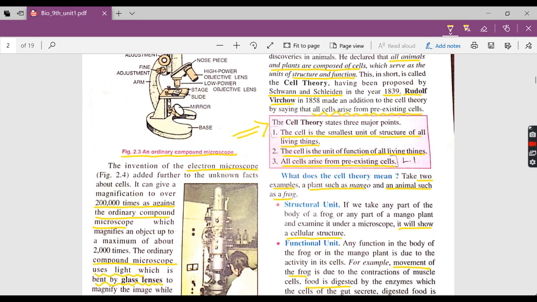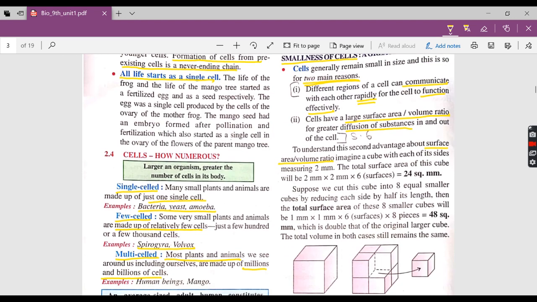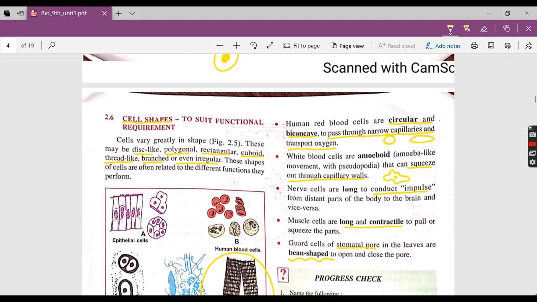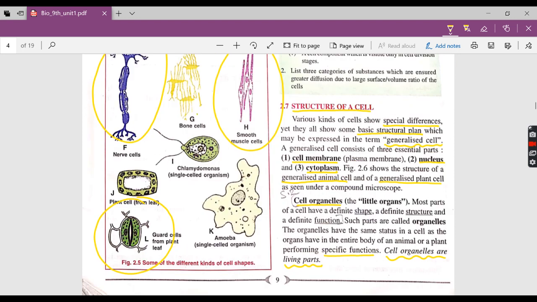We studied the cell theory, in which it is said that the cell is the smallest unit of structure of all living things. The cell is the unit of function of all living things, and all cells arise from pre-existing cells. Next, we talked about the quantity, the size, and the shapes of cells. The most important part of this chapter includes the structure of a cell, in which we talked about a generalized cell which consists of cell membrane, nucleus, and cytoplasm. We also talked about cell organelles, which are like the organs in a human body.